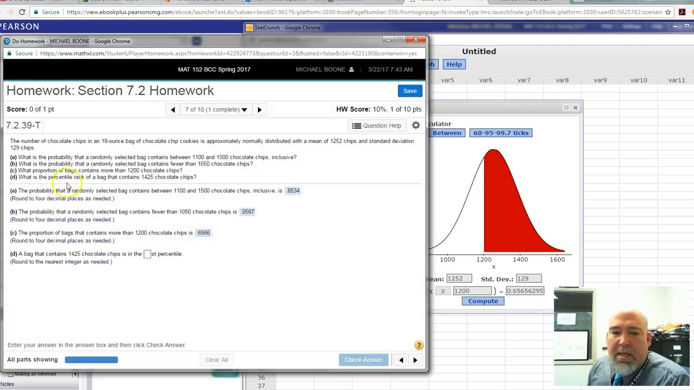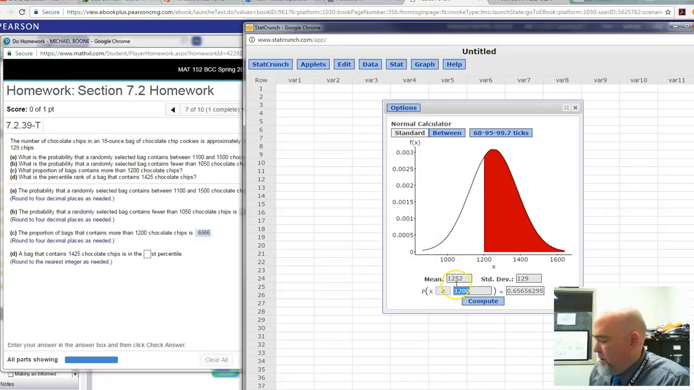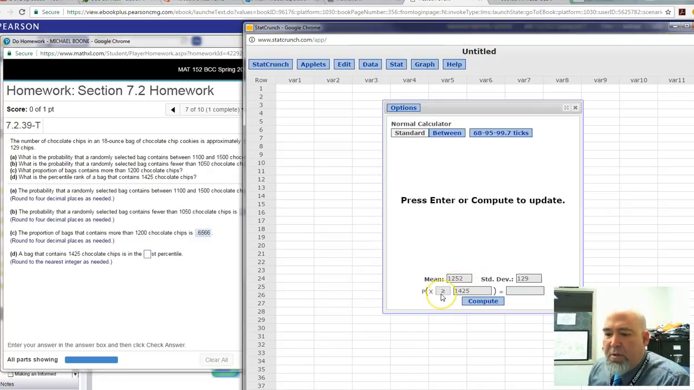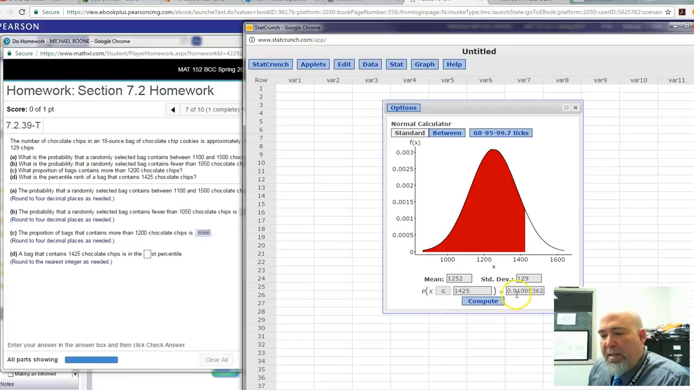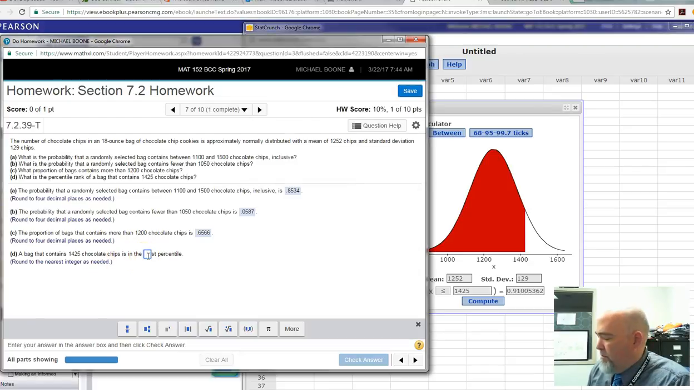And then lastly, it's asking what is the percentile rank of a bag that contains 1,425 chocolate chips. Now it didn't say, so where is that percentage up to? So the percentile rank, proportion, probability, all those we could be saying are doing something similar. And so that gives me that's my 91st percentile, right? Because 91% of the data is to the left.